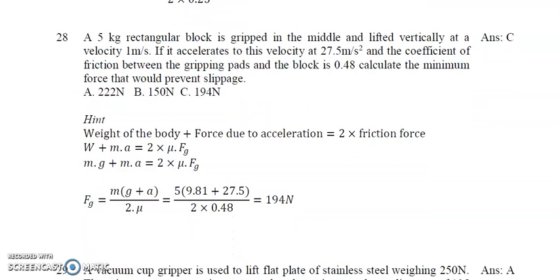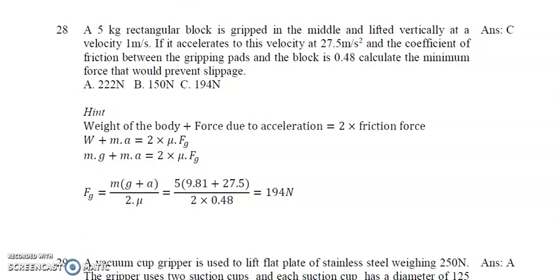Question 28. A 5 kg rectangular block is gripped in the middle and lifted vertically at a velocity of 1 meter per second. If it accelerates to this velocity at 27.5 meter per second square and the coefficient of friction between the gripping pads and the block is 0.48, calculate the minimum force that would prevent slippage. A, 222 Newton; B, 150 Newton; C, 194 Newton. So the hint is, we have to consider the balancing of forces.